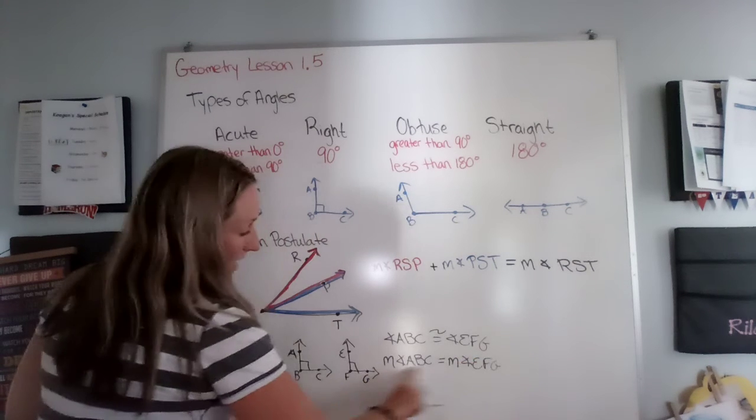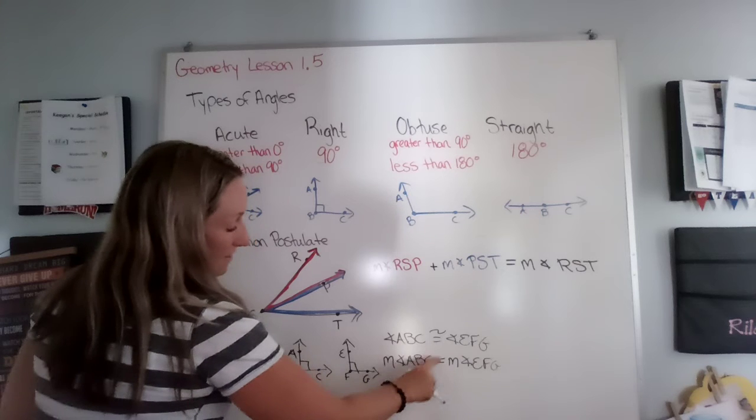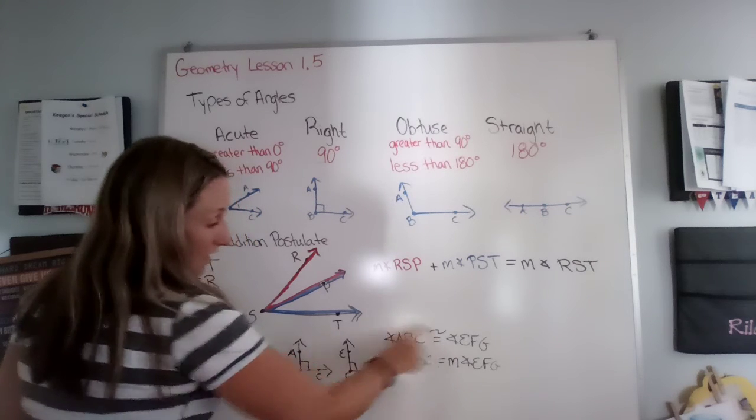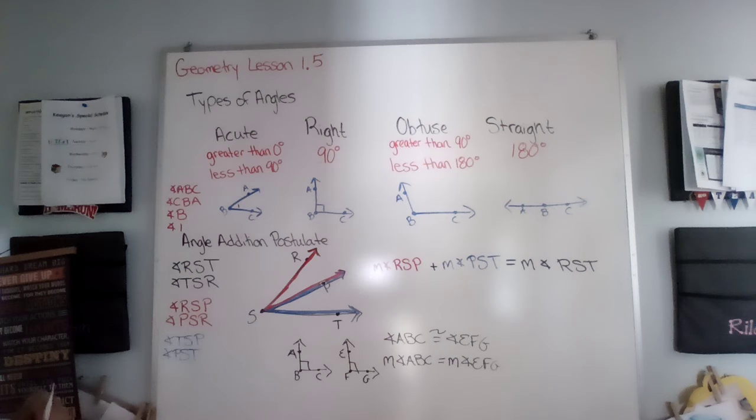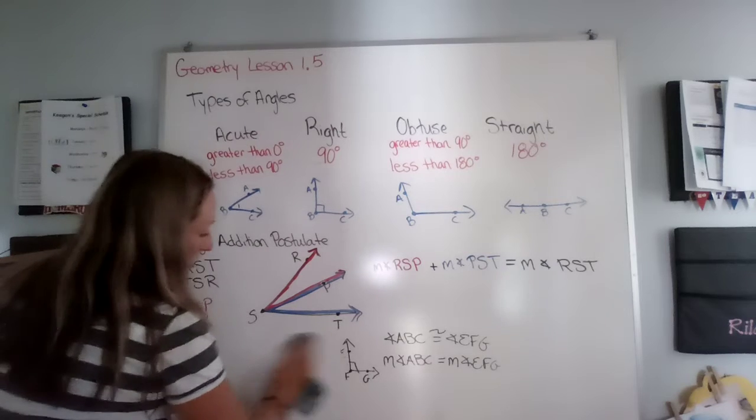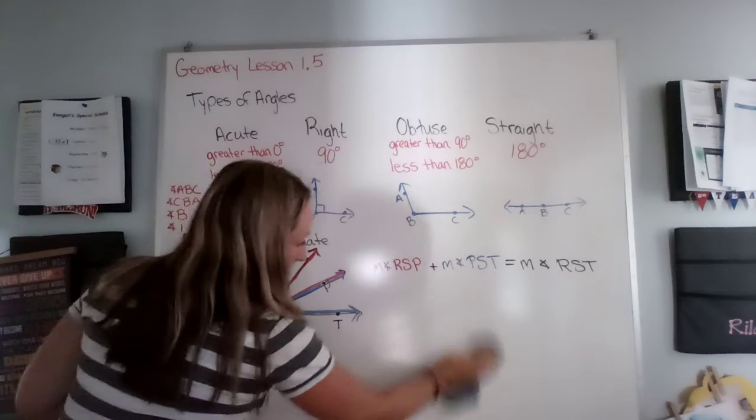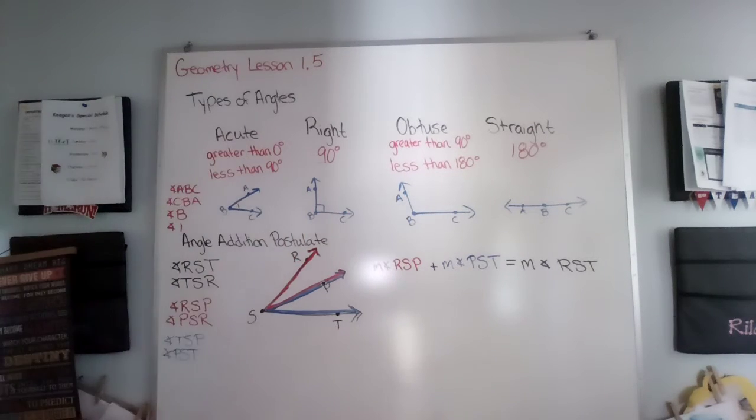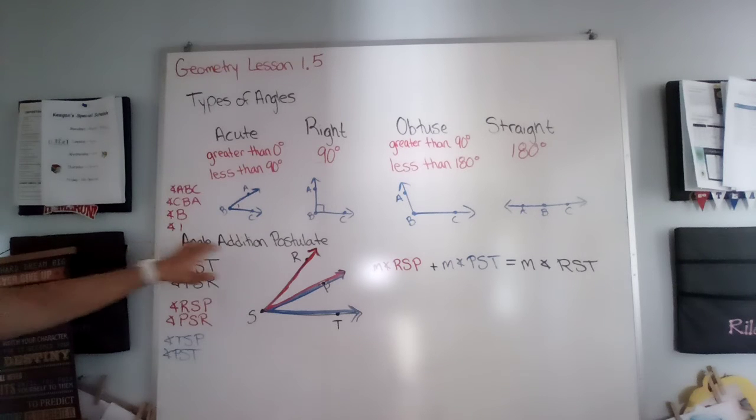So if you see the M's, that's talking about the measure, and then you should have an equal sign instead of a congruency symbol. Right? So that's just a little note on notation. All right, so I kind of went off a little bit because I wanted to make sure I gave you that information, but I want to talk about the angle addition postulate.